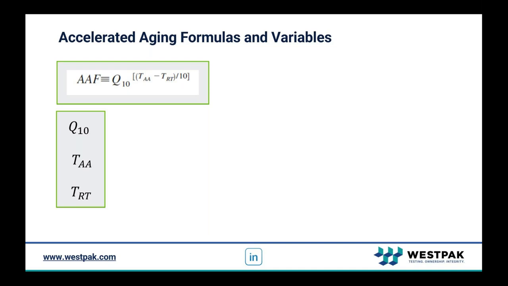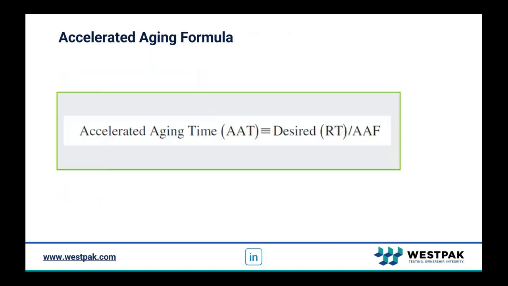Once you have your accelerated aging factor, it's a simple division problem at that point. So fourth grade math or third grade math, you take your desired real-time aging and divide it by your accelerated aging factor to get your accelerated aging time. So once you've done that, and it's easy math.